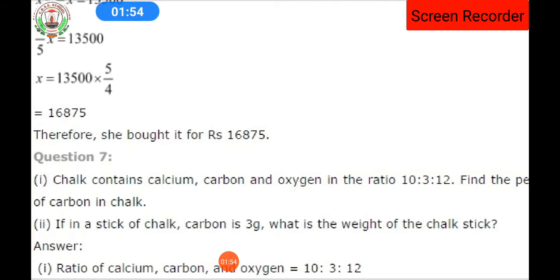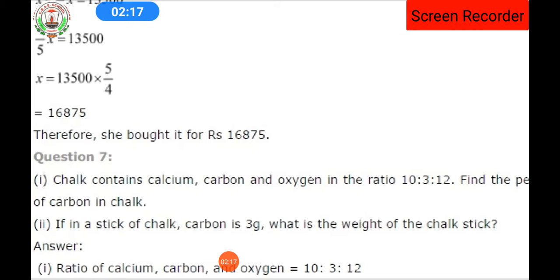So in this way only we have to convert these three ratios which are given in the form of calcium, carbon and oxygen. This calcium, carbon and oxygen is given in the ratio form 10:3:12, and when we convert each ratio into the form of a percent, then only we can get the percentage of carbon in chalk. Understood everyone?